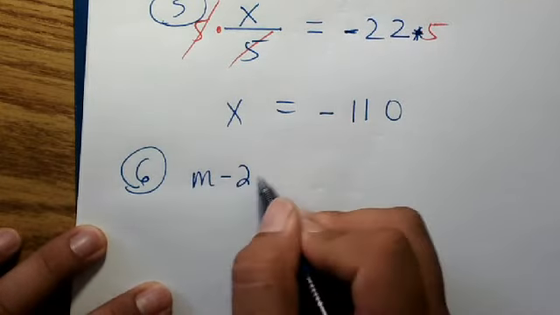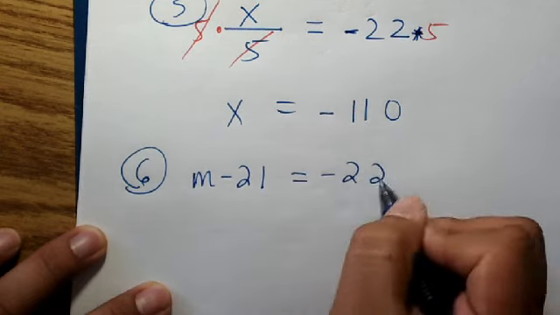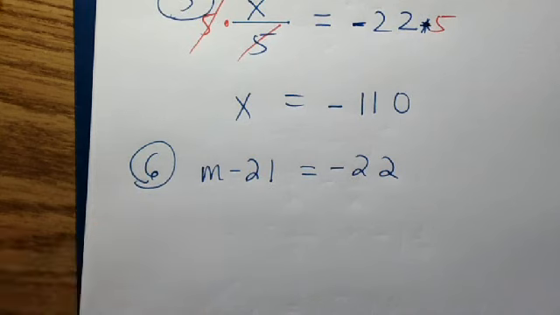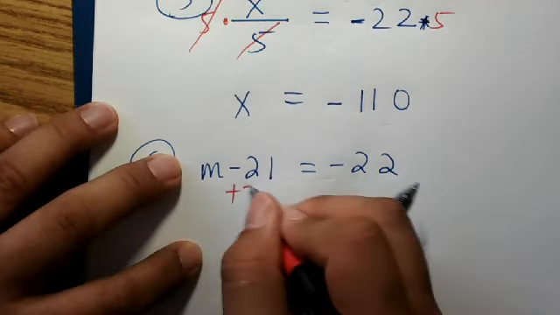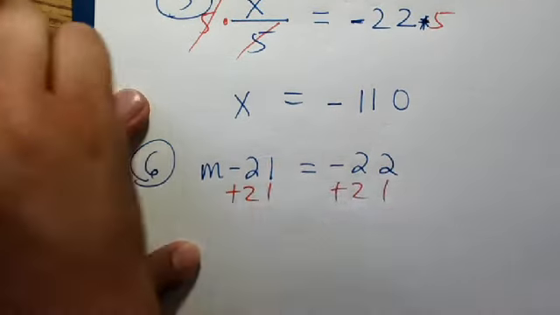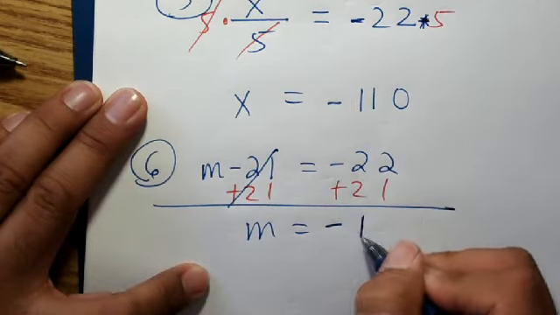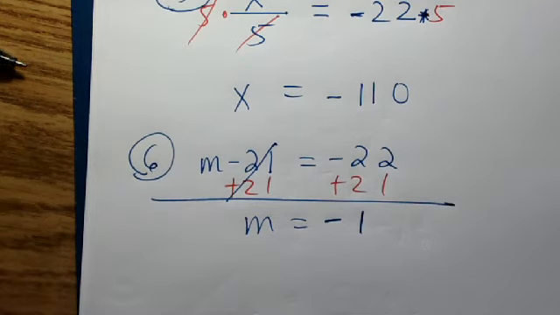m minus 21 equals negative 22. We simply add 21 to both sides. So m would equal negative 1. Be careful. You're a black belt already with positives and negatives. You are experts. You're Einsteins at that level already. So you should be making no mistakes with those.